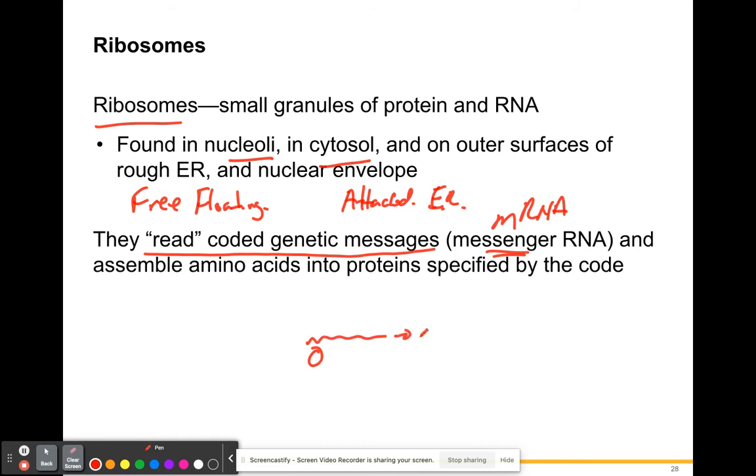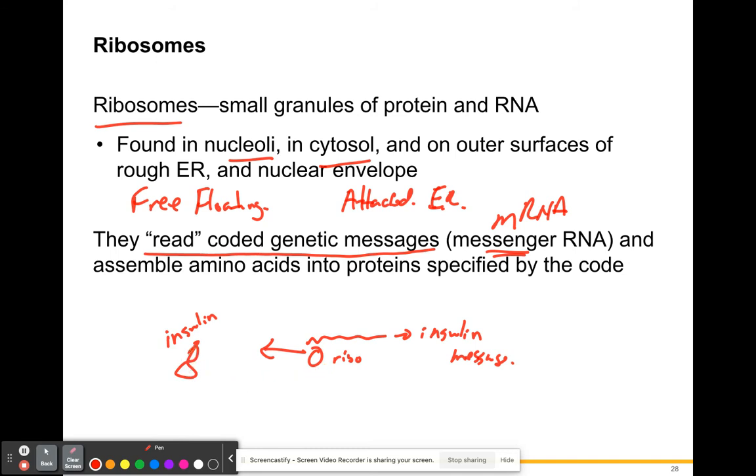Let's say this little message says insulin. The ribosome reads the message. Here's my ribosome. The ribosome reads the message and then spits out insulin. Okay. Here's a little message. It's the directions to make insulin. The ribosome reads the directions to make insulin and then produces actual insulin. So this is the insulin message. This is actual insulin. Okay. So the ribosome reads the message and then spits out insulin.